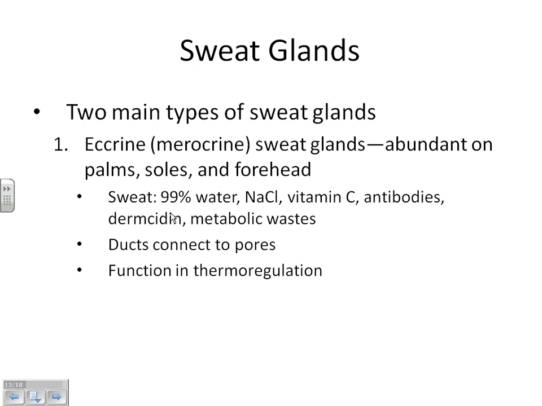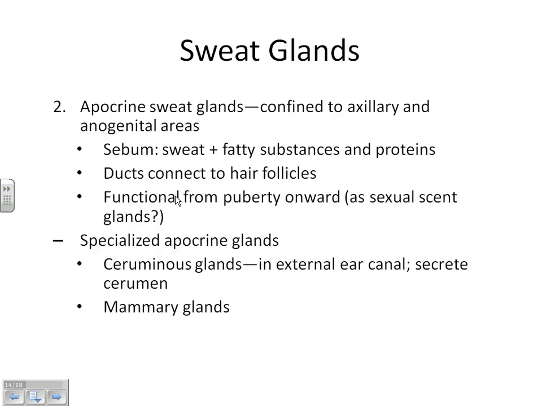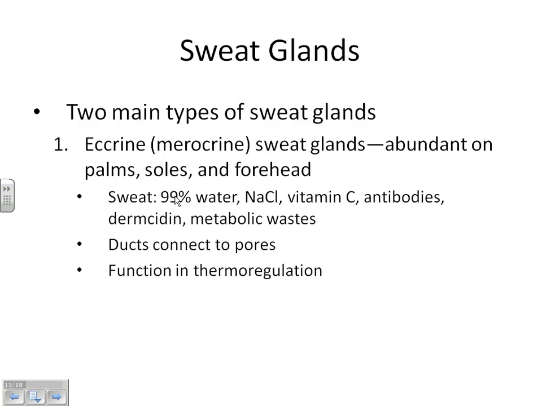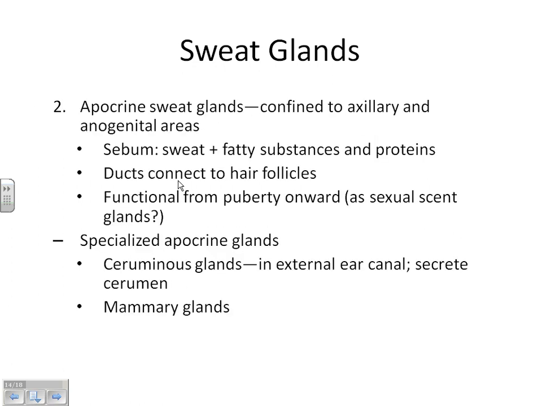Okay? If we go back and look at that beginning picture, and we'll see them in labs, the eccrine sweat glands are little glands that sit down in the dermis, and they have a duct that comes up and dumps out on the top of the epidermis. Okay? The other one, the apocrine sweat glands, are only found in the axillary and anogenital regions.